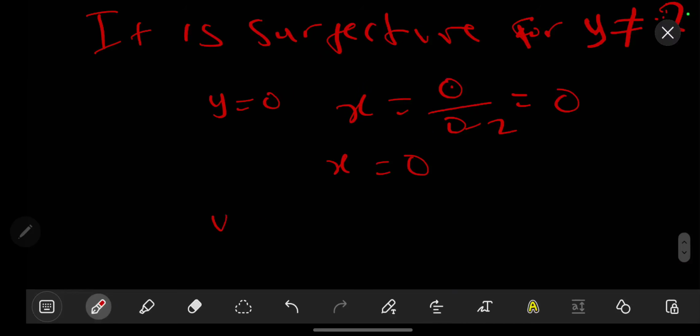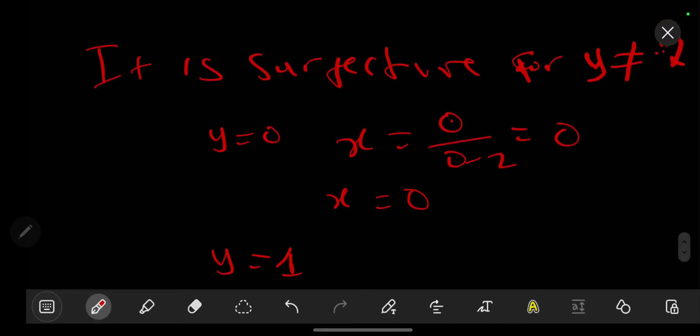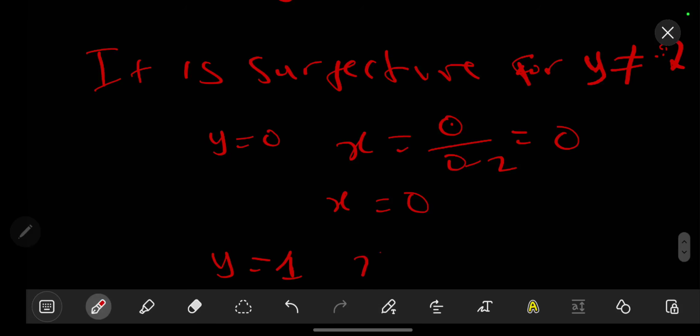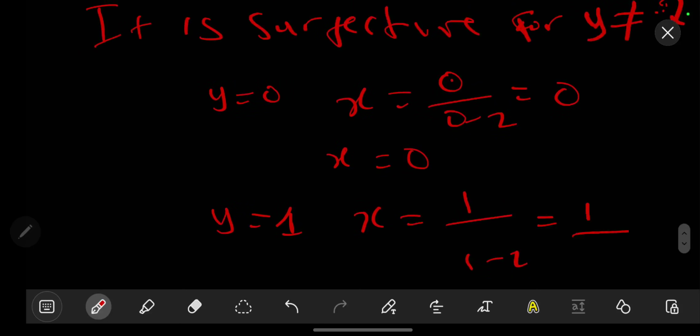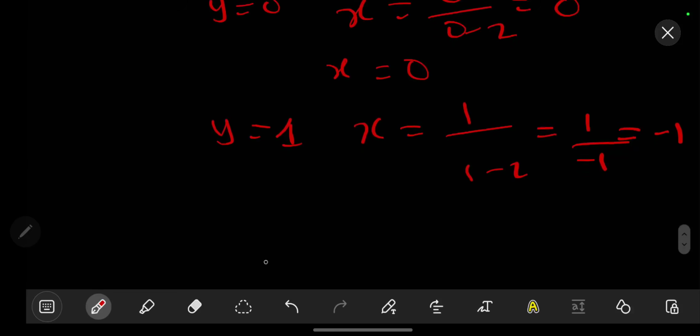Let's say y is equal to 1. Then y equals 1 can be produced by x equal to 1 over, where there is y, we put 1 minus 2. So 1 minus 2 is negative 1, which gives us negative 1. So when y is equal to 1, my x value is equal to negative 1. In other words, for every value of y, there exists a value of x.